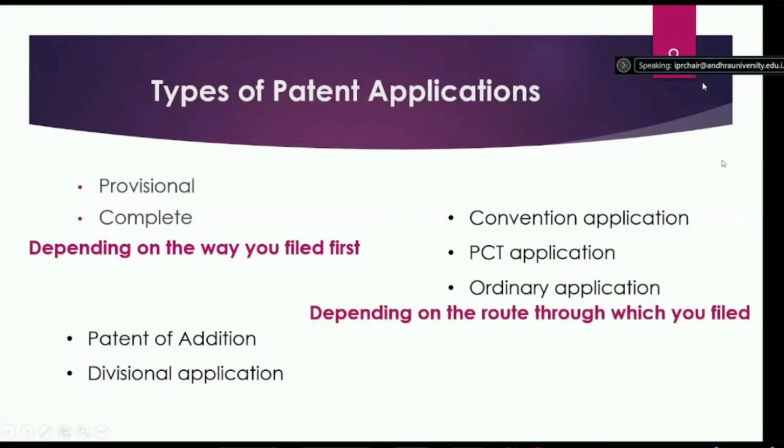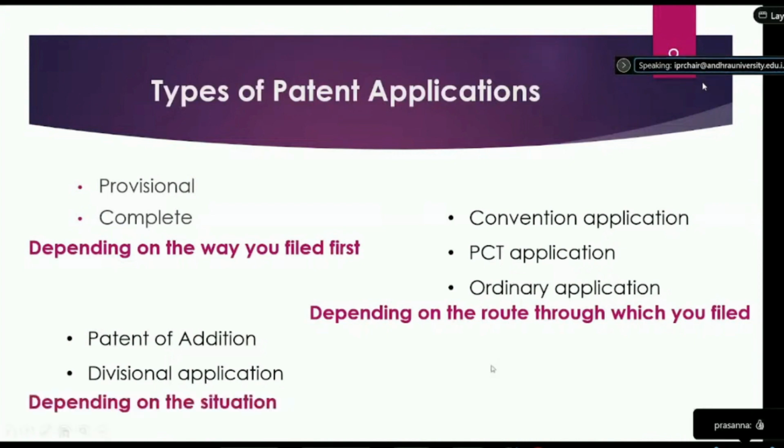Now, depending on the route through which it is filed, there can be 3 kinds of application. Ordinary application, that is the regular patent application filed only in India, that will be called an ordinary application. Then PCT application. PCT means Patent Cooperation Treaty. Then another one is convention application. These are for filing in other countries. So depending on the route through which you are filing in one country, that will be called either ordinary, PCT or convention application. Then depending on the situation, how you are filing your patent application, it can be a patent of addition or a divisional patent application.